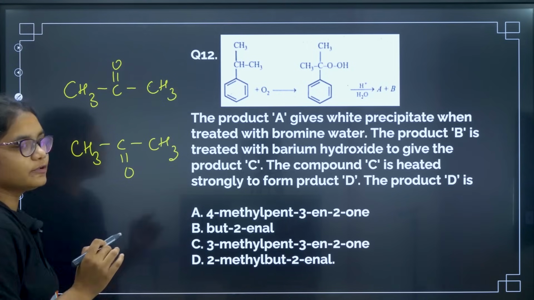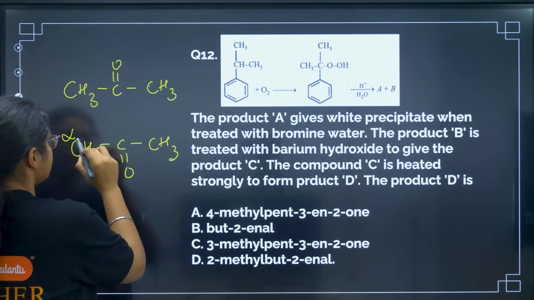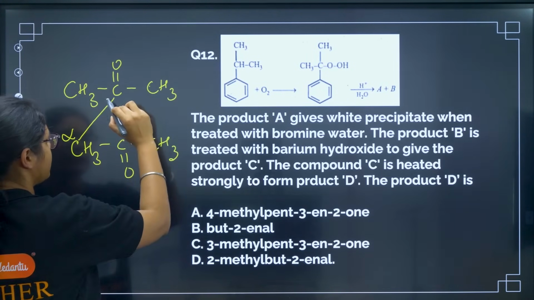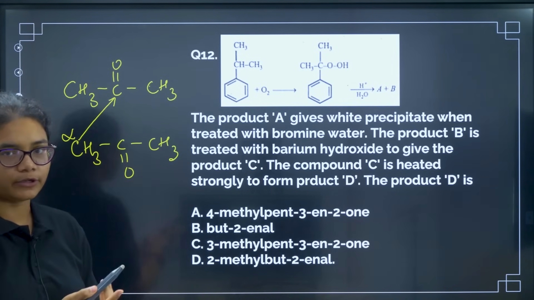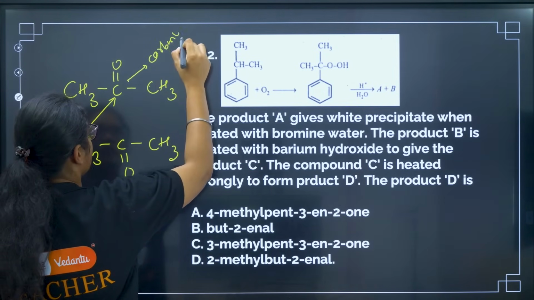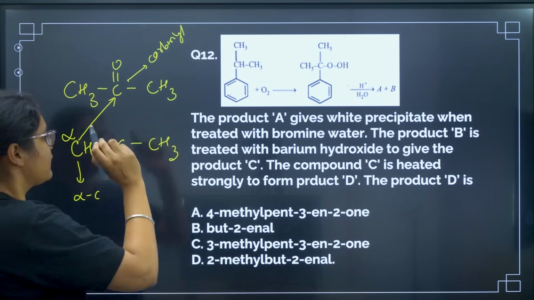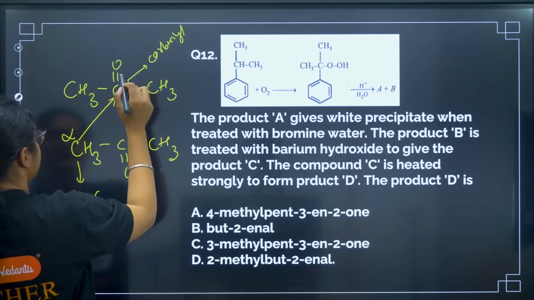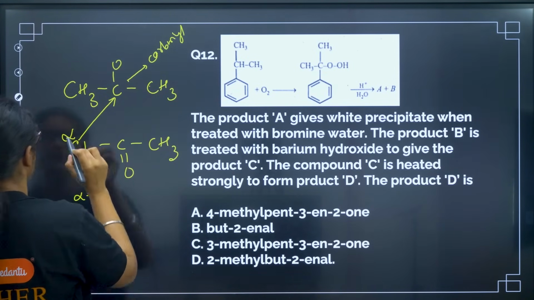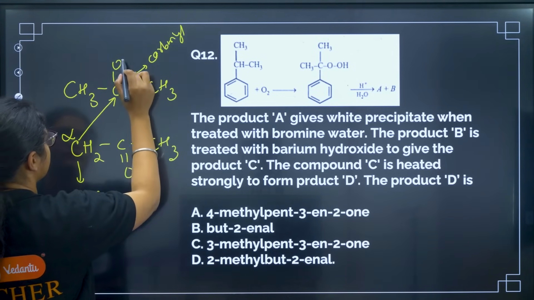Now you have to check the alpha carbon of one of the groups. So this is the alpha carbon. This alpha carbon should be connected to the carbonyl carbon of the other molecule. So this is the carbonyl carbon, and this is the alpha carbon. Just connect them, then break the bond here, and remove one H from here. We will get CH2, and here we will get OH.